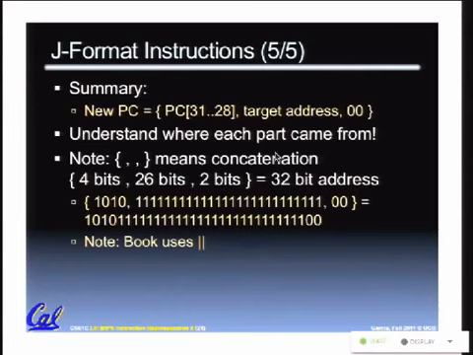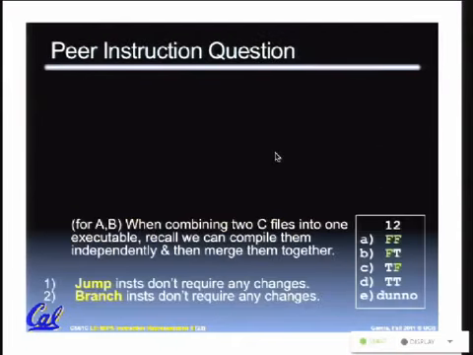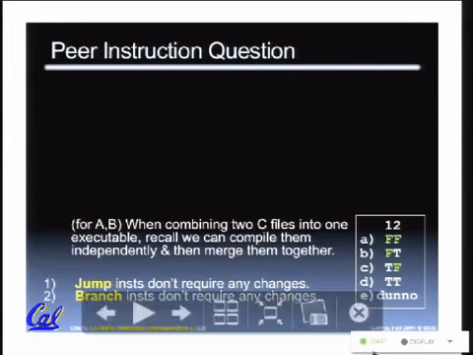So now we have our peer instruction question. Well, you want to read what it is? Yeah. So for A and B, when combining 2 C files into one executable, recall we can compile them independently and merge them together. So which of these are true and which are false? Jump instructions don't require any changes, and branch instructions don't require any changes. True or false? You guys can first try to work on it independently, then we'll see what we got, and then we'll do the whole peer instruction deal, right?